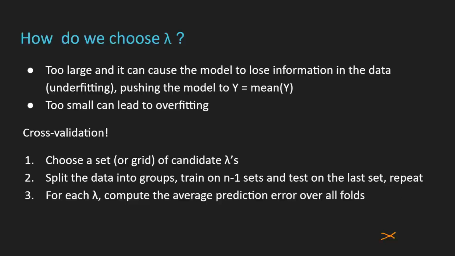So we first choose a set of candidate lambdas, then we split the data into groups. So we do a cross-validation, train on n-1 sets and test on the last set. And we repeat it now, leaving another one of the groups as the test set. So for each lambda, we compute the average prediction error over all folds. That means we go through all the steps where we always leave out a different test data set. And at the end, we collect and see what is the best lambda over all these folds.